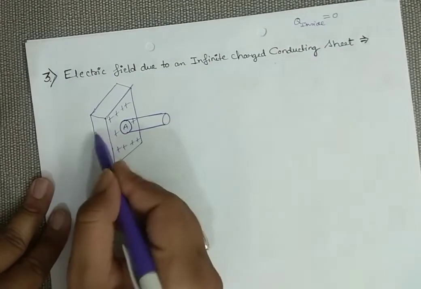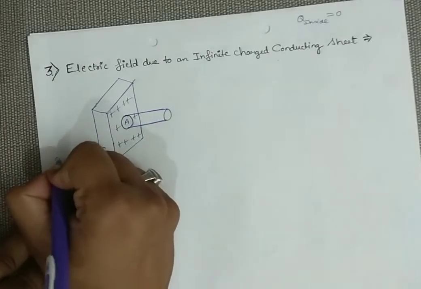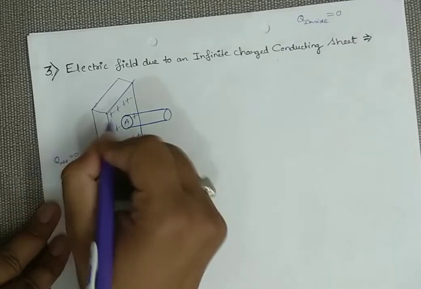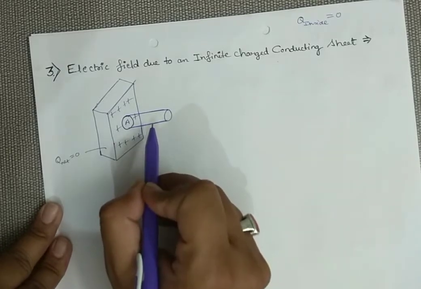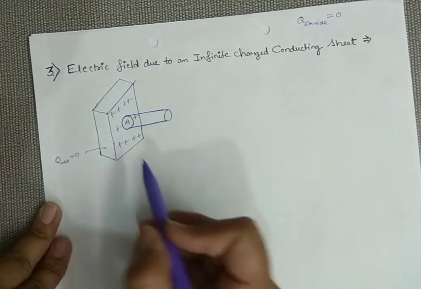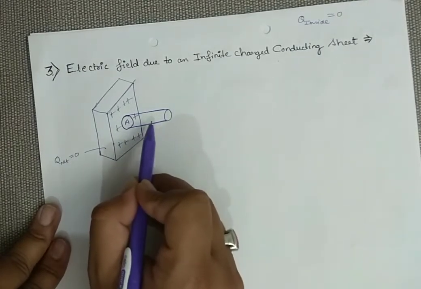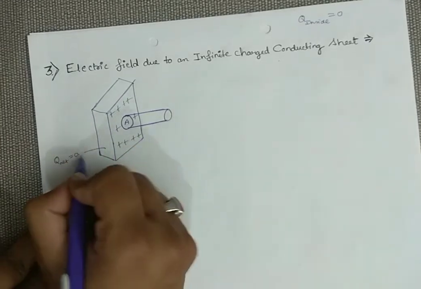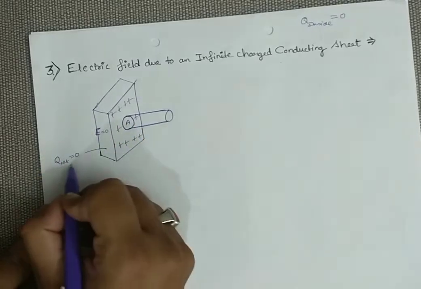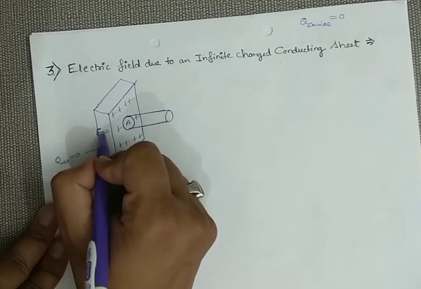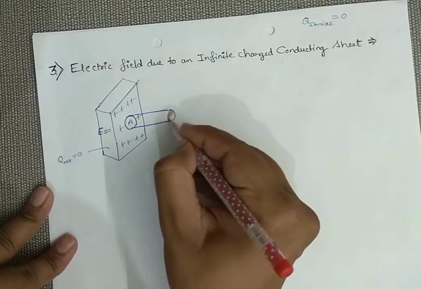Now see, we haven't passed the cylinder inside the sheet, because the net charge inside the sheet is 0. Where there is no charge, I cannot consider the Gaussian surface. Gaussian surface is only considered where there is some charge present. If there is no charge inside the conductor, there will be no electric field inside it. So we consider only this one surface.